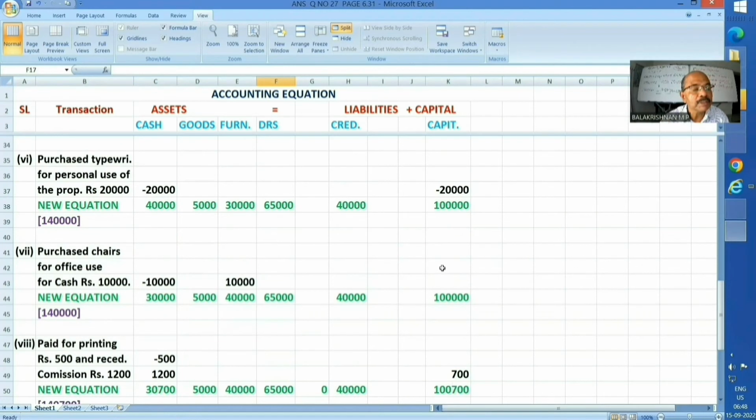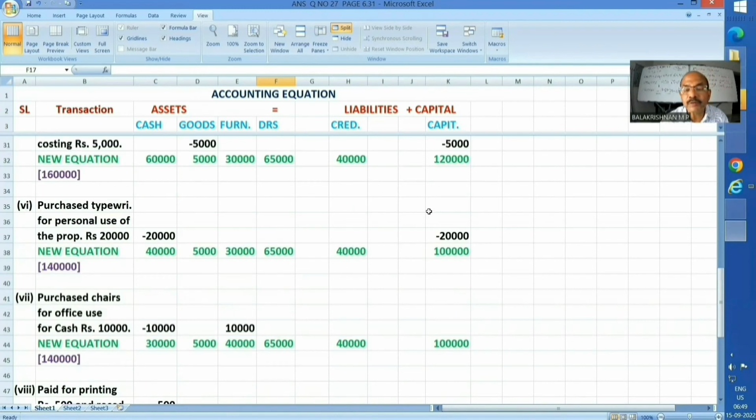And let us take up the sixth one. Purchase typewriter for personal use of the proprietor, rupees 20,000. Well, it need not necessarily be an existing one you have to remove. You have purchased this one for your personal use. Anything concerned with personal use is nothing but drawings. So typewriter purchase for personal use, not your office equipment, is nothing but drawings. So drawings reduce the capital. So minus 20,000. Previously 1,20,000 minus 20,000, it has become 1 lakh.